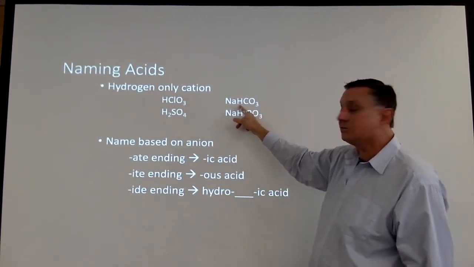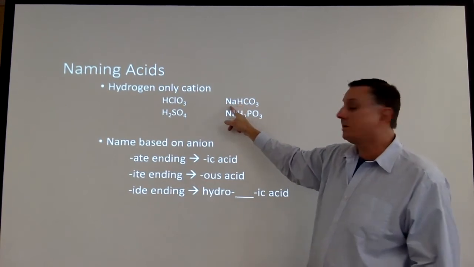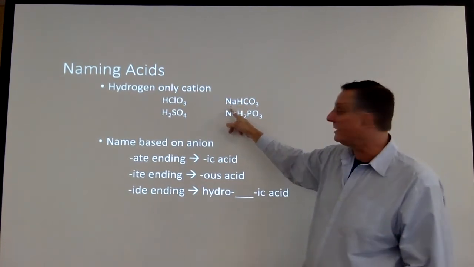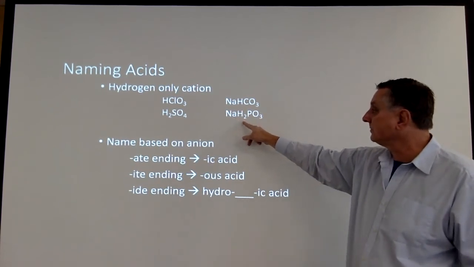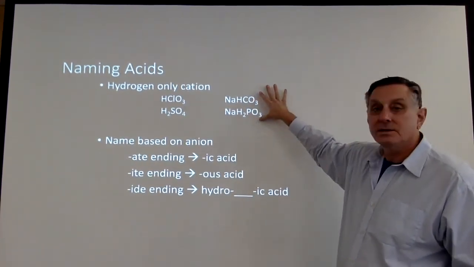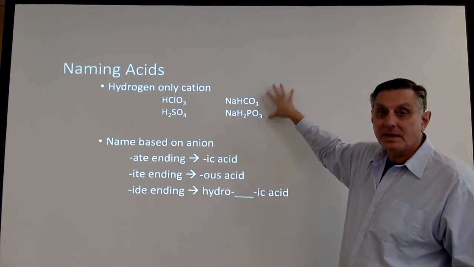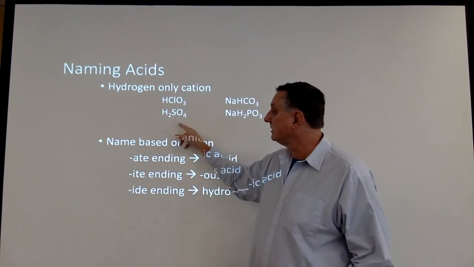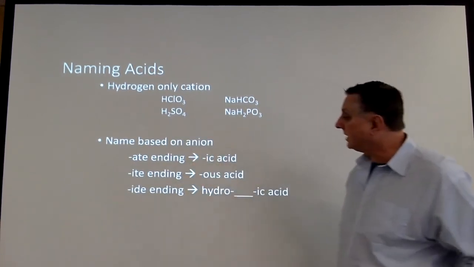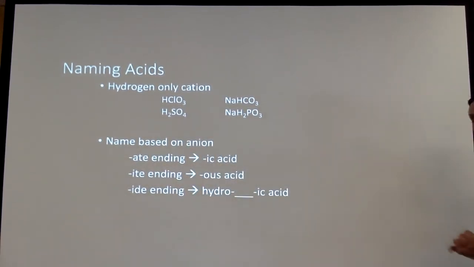This has hydrogen as a cation, but it also has sodium, so it's not the only cation. Same thing here. Here we have 2 sodium, or 1 sodium and 2 hydrogens. Is this an acid? No, these are salts. Hydrogen is not the only cation. This is an acid as well. You name acids on the basis of the anion.